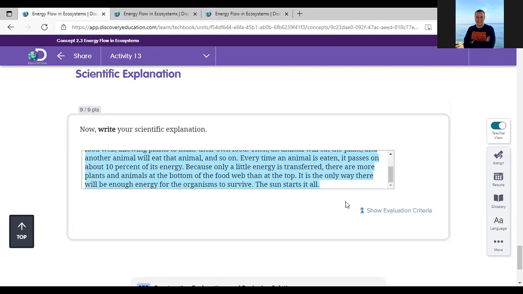So the sun starts providing the energy for all the living things on Earth, including humans, because we eat animals that ate plants that used the energy from the sun, and we eat plants that already use the energy from the sun to grow and get bigger and build their own food, right? So the sun starts it all.